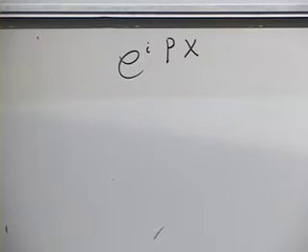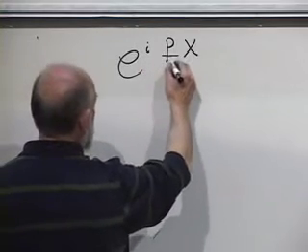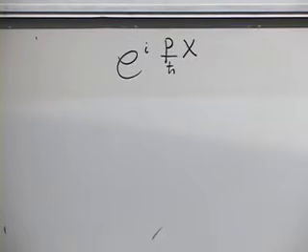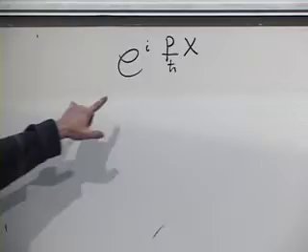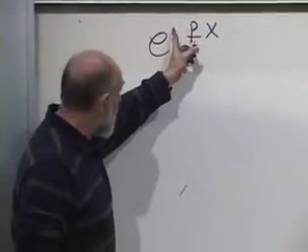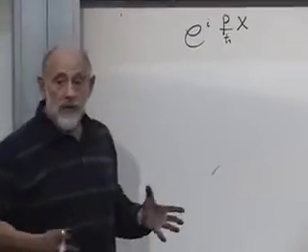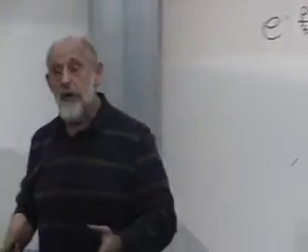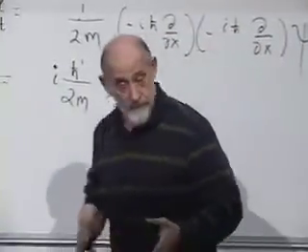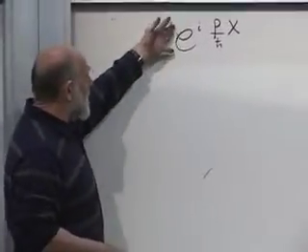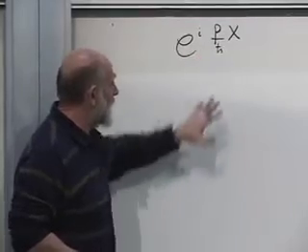Shall I put the h bars in? I guess I should put the h bars in since I've kept them around. p over h bar x. p is a number. It represents the momentum. It represents the eigenvalue of the momentum operator. We've done this before, e to the i p over h bar x. Those represent wave functions which have definite momentum. All right? Now, we can do something to this and still have it of the form e to the i p over h bar x.